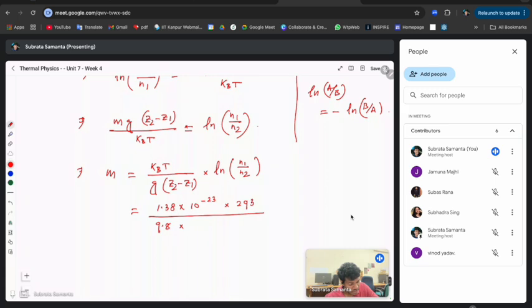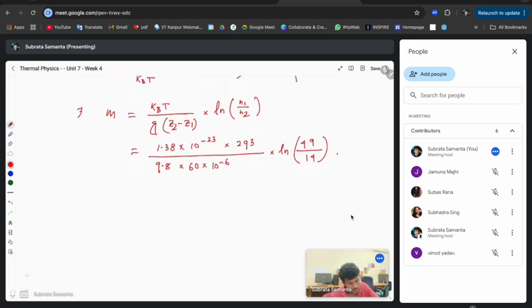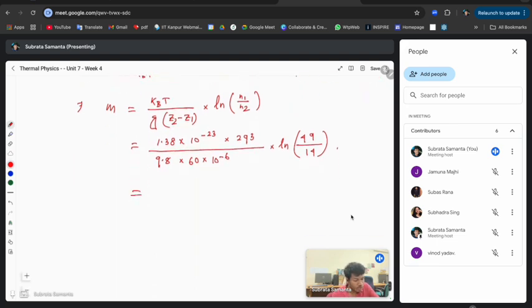So I already see the 60 micron. So in SI unit, 60 times 10 to the power minus 6 meter, times ln n1 over n2, right? So ln of 49 over 40, n1 and n2. Now if you use your calculator and calculate this value, it gives 8.6 times 10 to the power minus 18 kg. Please cross check this value, use your calculator.